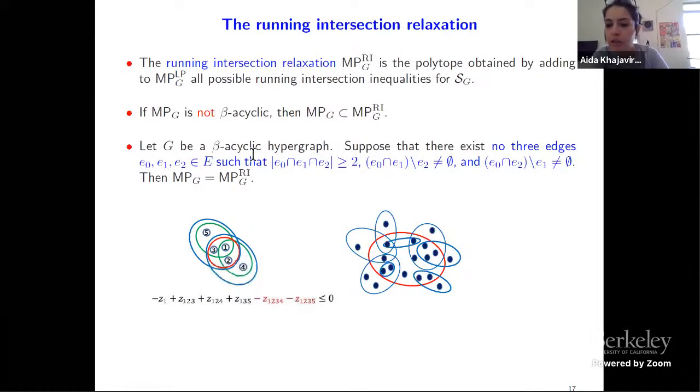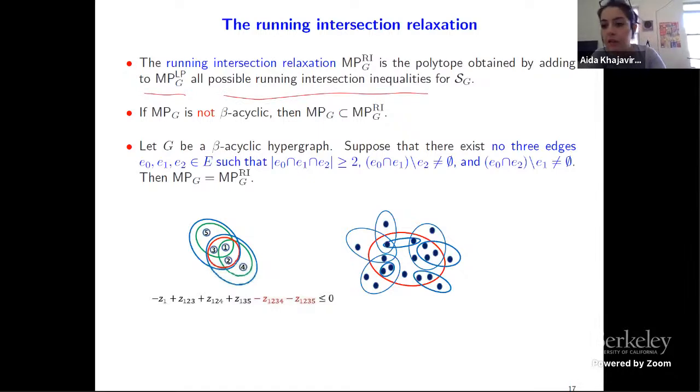Now that I have these running intersection inequalities, I define a new relaxation for the multilinear set. I call it the running intersection relaxation. This is the polytope obtained by adding to the standard linearization all possible running intersection inequalities. Now we want to understand when this relaxation is tight. When is it the multilinear polytope?